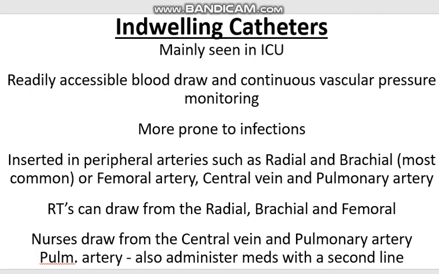Indwelling catheters are mainly seen in ICU. They provide a readily accessible blood draw and continuous vascular pressure monitoring, but are more prone to infections. They can be inserted in peripheral arteries such as radial and brachial, which is the most common, or femoral artery, central vein and pulmonary artery. RTs can draw from the radial, brachial, and femoral, and nurses draw from the central vein and pulmonary artery. The pulmonary artery may also be used to administer meds with a second line.